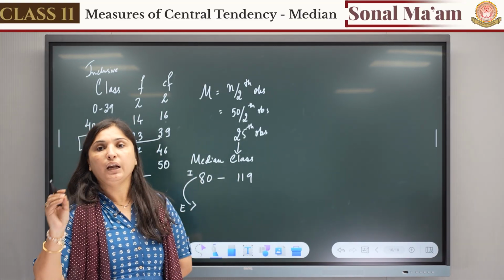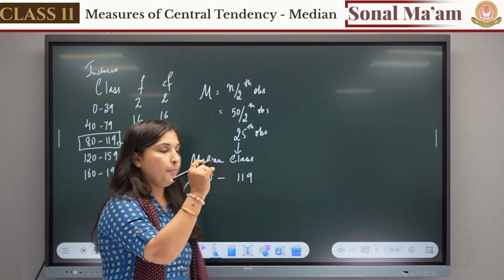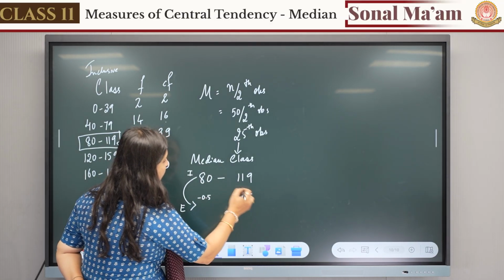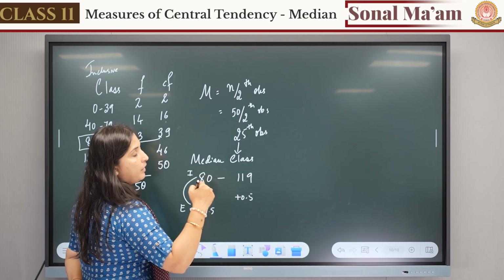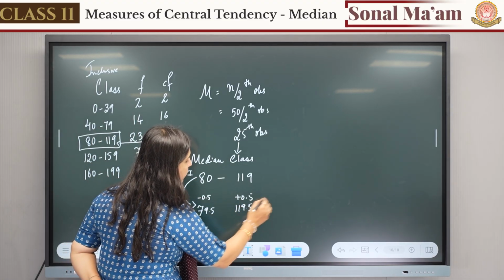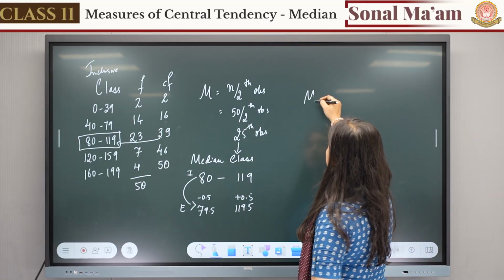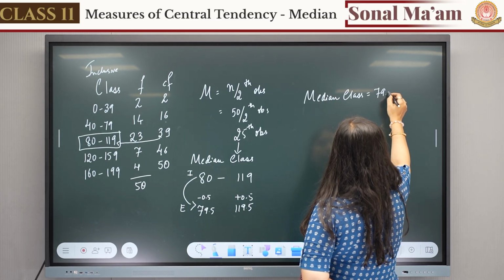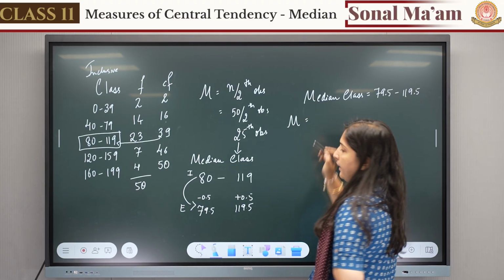Whenever we have to convert inclusive to exclusive, we do minus 0.5 and plus 0.5. So here you do minus 0.5 and here you do plus 0.5. When 80 is minus 0.5, we have 79.5, and 119 plus 0.5 will be 119.5. Now we got the median class. Our median class now is 79.5 to 119.5. Now my formula for M will be applied.